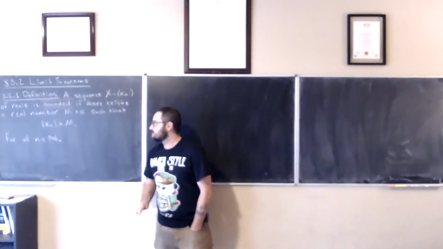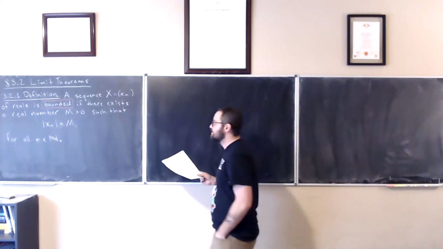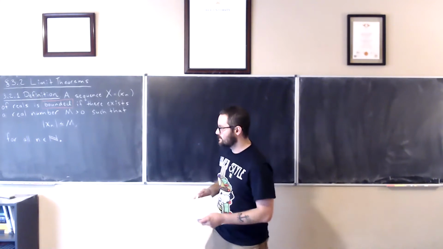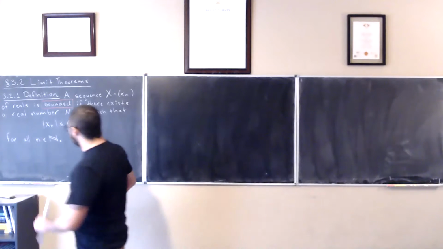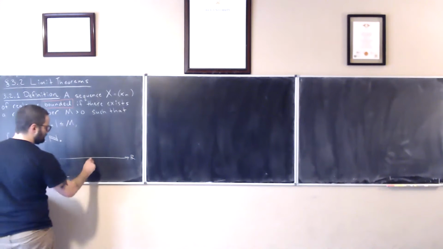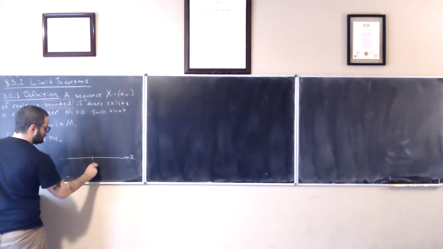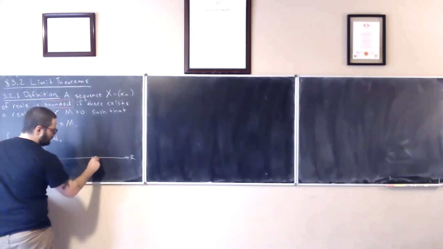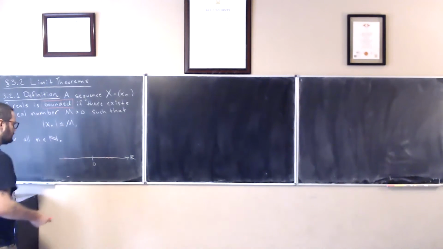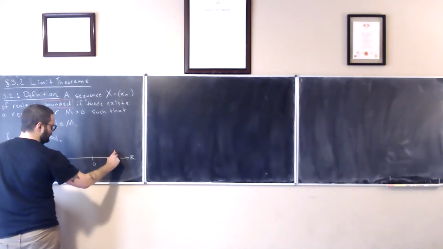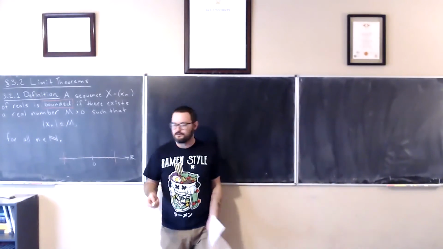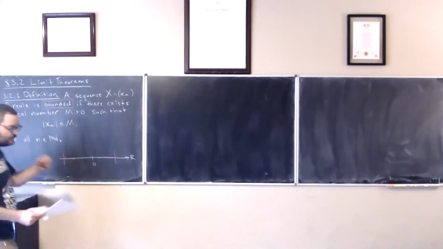A sequence x of reals is bounded if there's some positive real number, say m, such that m serves as an upper bound on the absolute value of the sequence for each n, right? So in other words, if we look at the real number line, and 0 is right here, and our sequence can do all kinds of things, what it means to be bounded is that it's somehow contained in some block, not an interval, but just some subset of R. So that's the basic definition of being bounded.